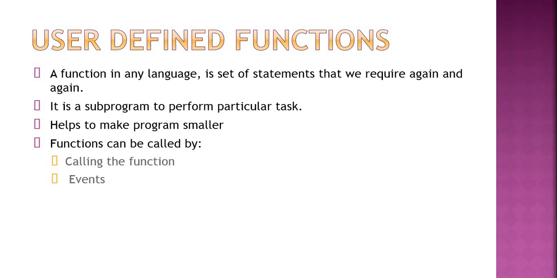Functions can be called in two ways. First, by calling the function. The second one is by using events. The functions that we are writing in the program will not execute on their own. For the functions to execute, we have to call the functions. We can call the functions in two different ways. The first one is by explicitly calling the function. The second one is by using events. We are going to learn both the methods later in the program.